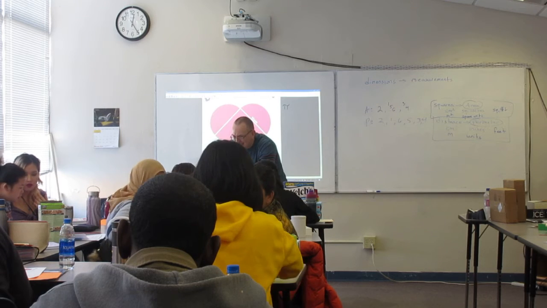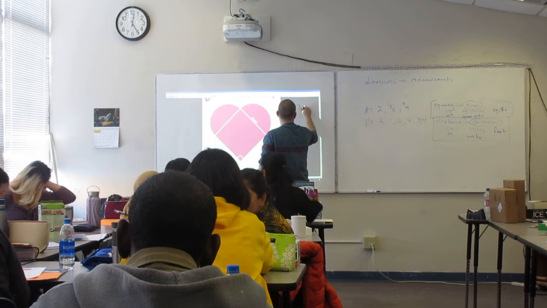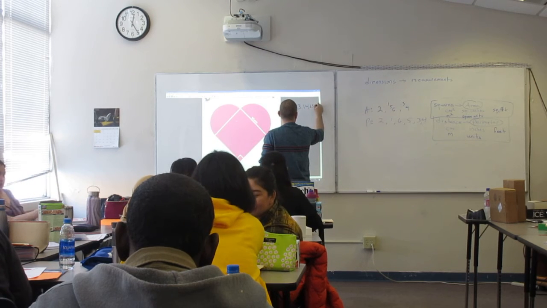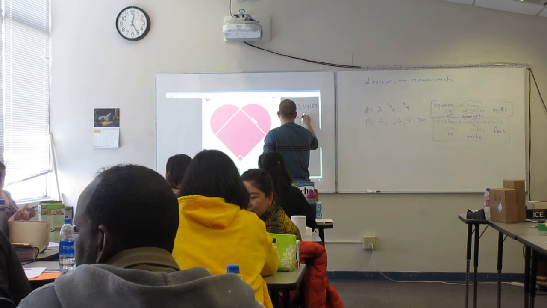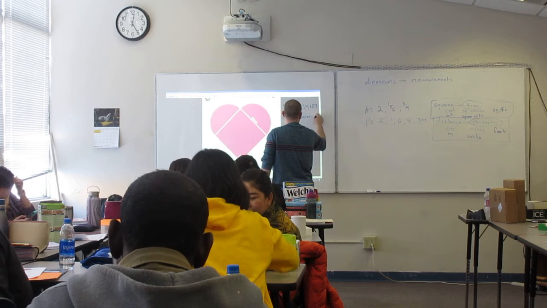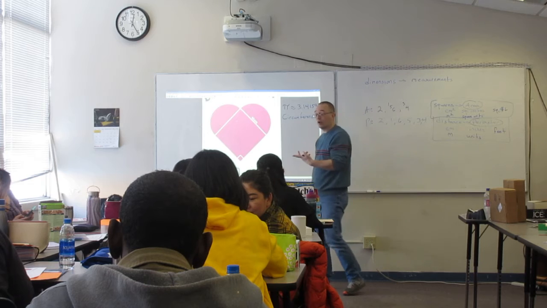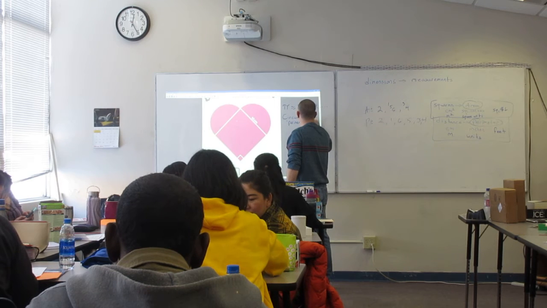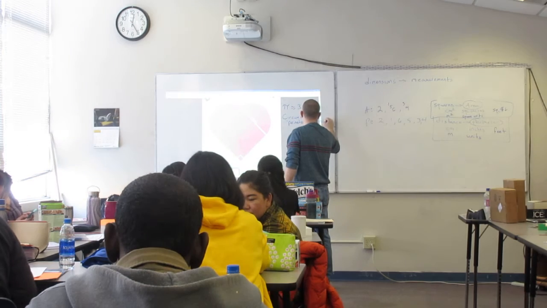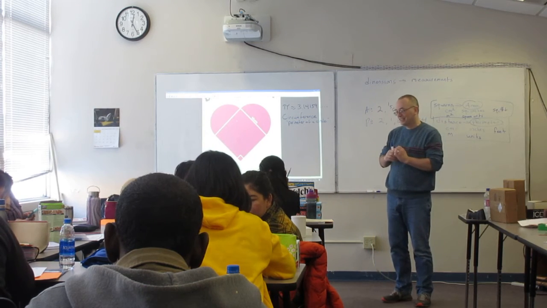Circumference. What is circumference? With a circle, we don't call it perimeter, we call it circumference, but it means the same thing as perimeter. So the perimeter of a circle is called circumference, yep.